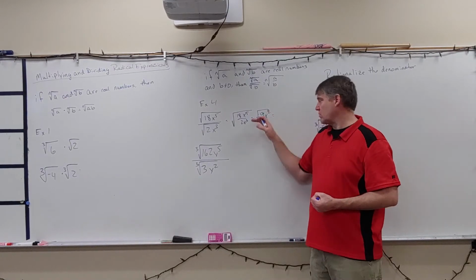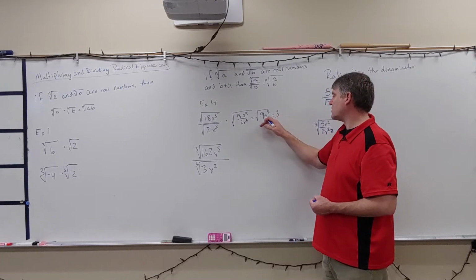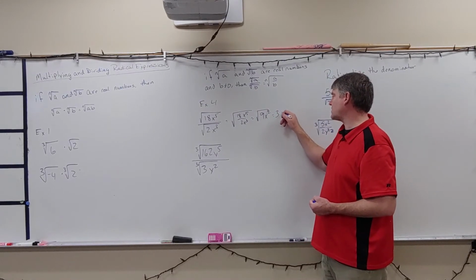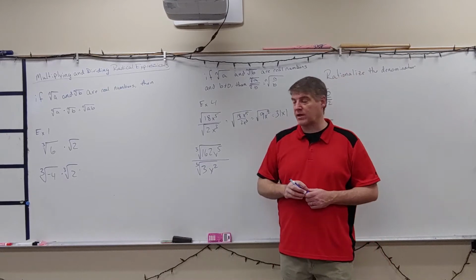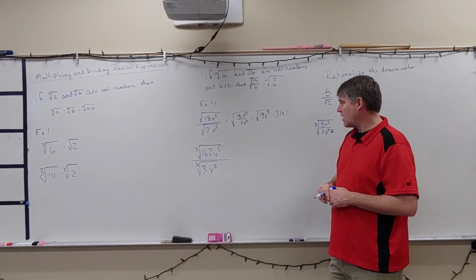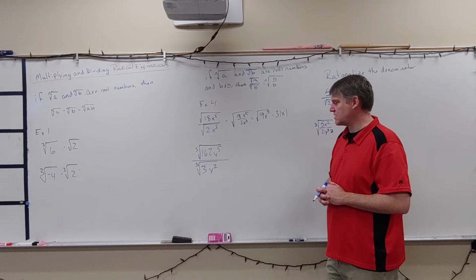Now I can take the square root. The square root of 9 is 3. The square root of x squared is x. I probably should put an absolute value around it. Okay? Because we typically want that positive side.